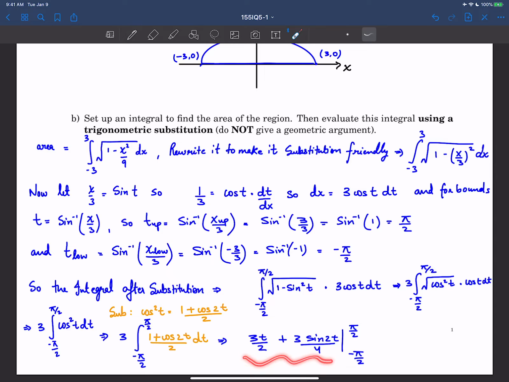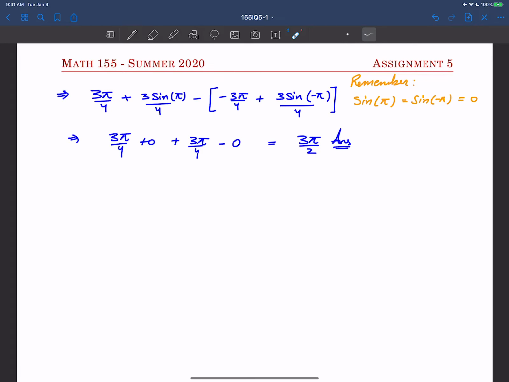So we got this. And now all we got to do is evaluate it from the bounds of minus pi over 2 to pi over 2. So we got that expression. And the last part of the work is just to plug these numbers in and evaluate it. So to do that, you plug in the pi over 2 first. You get 3 times pi over 2 divided by 2, which gives you 3 pi over 4. And then you plug in here. In this case, we have 3 sine of 2 times pi over 2 divided by 4. So we get that pi just left here. And then same thing with the negative pi over 2, you get that.